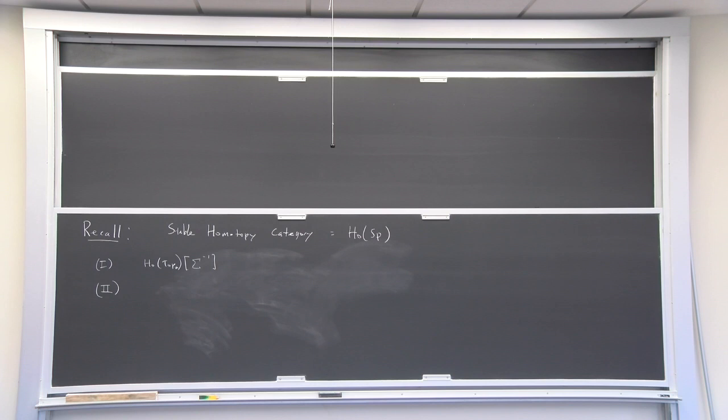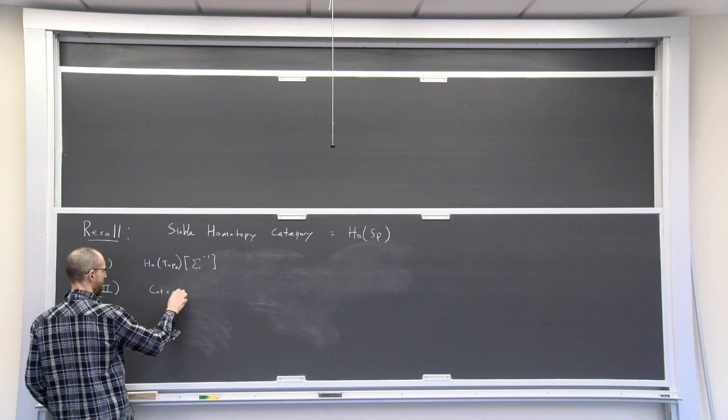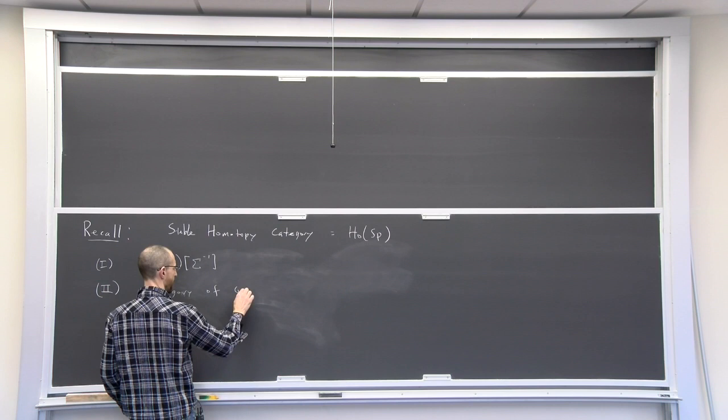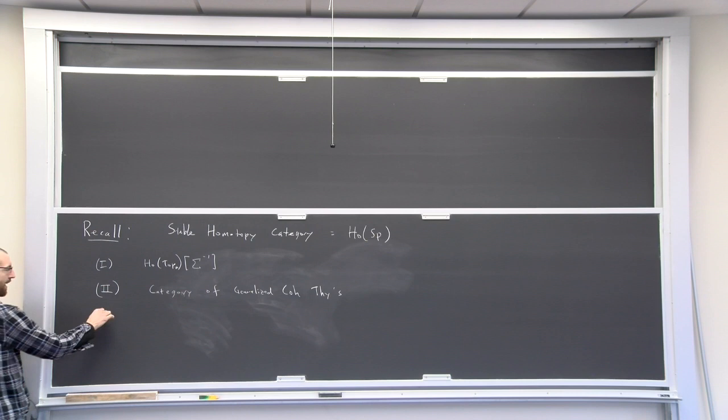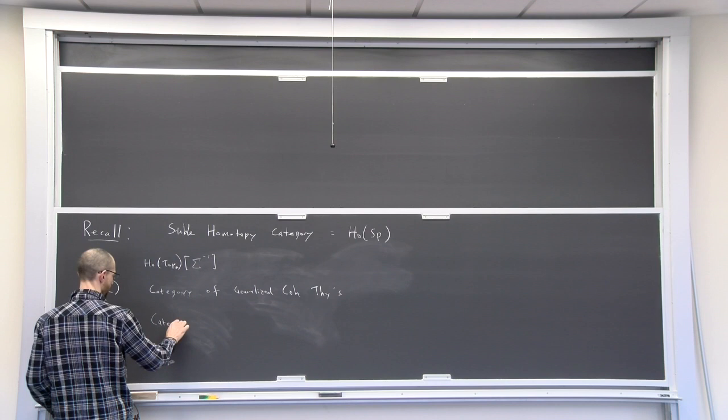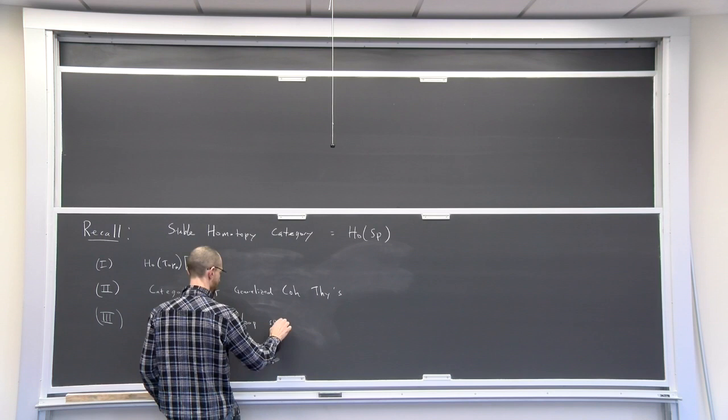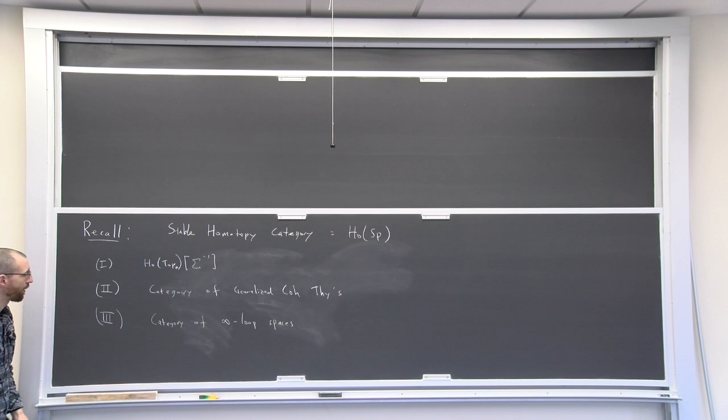And the second perspective that I gave was as the category of generalized cohomology theories. And then the third one that I haven't really gotten to yet is the category of infinite loop spaces. So last time I talked about these two perspectives, and so let's just remember how they work.